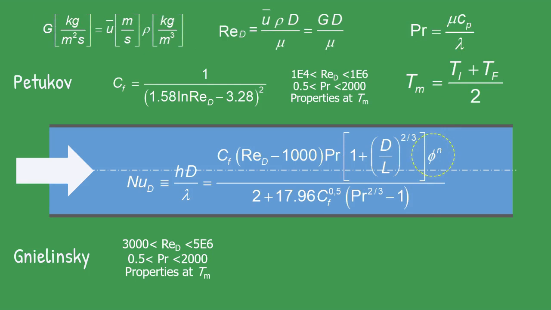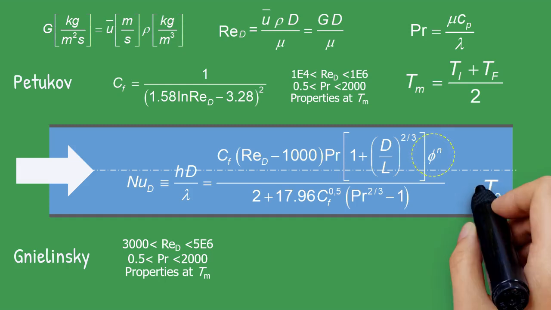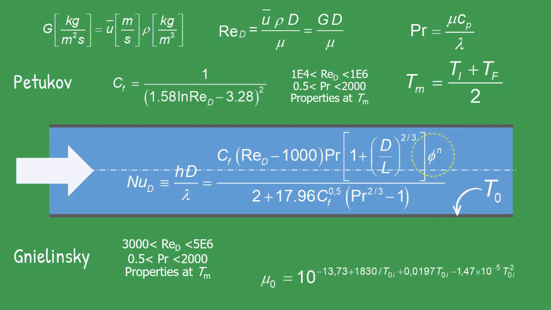The second correction factor is the phi factor, which takes into account the variation in the properties of the fluid as it flows over the wall of the duct. This factor takes into account the distortion of the velocity profile due to the variation of density and viscosity in the contact zone due to wall temperature.